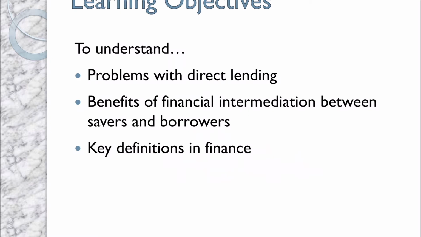Our learning objectives for this first unit are to understand, first of all, what are the problems with direct lending. So we'll first identify what is direct lending or define what direct lending is, and then we'll identify what the problems are. Second learning objective is what are the benefits of financial intermediation between savers and borrowers. And then third is to learn some key definitions in finance.